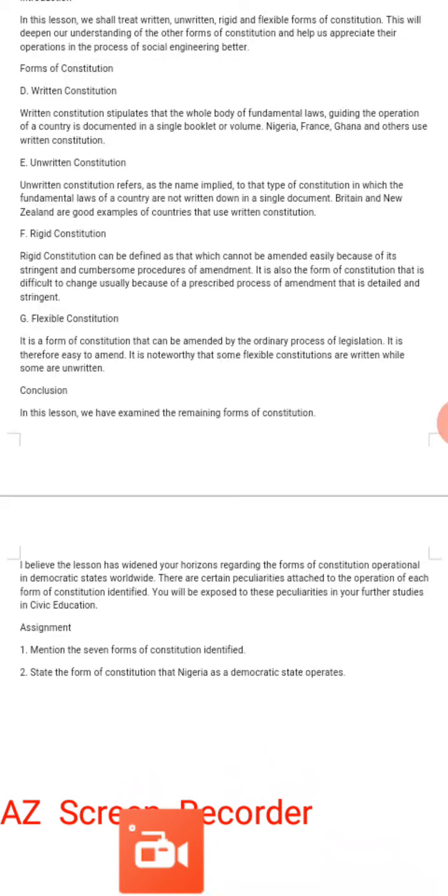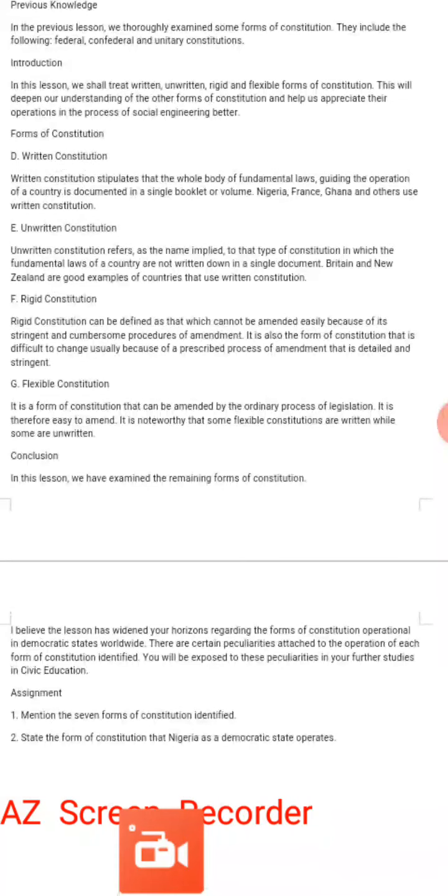This will help you understand the fact that not every constitution of the world is written down in a single booklet. There are some other ones that are written elsewhere. Of course, some are written in a book, while some are written in books. So, some examples of the constitutions of the world that operate written constitutions include Nigeria, France, Ghana, and other countries of the world.